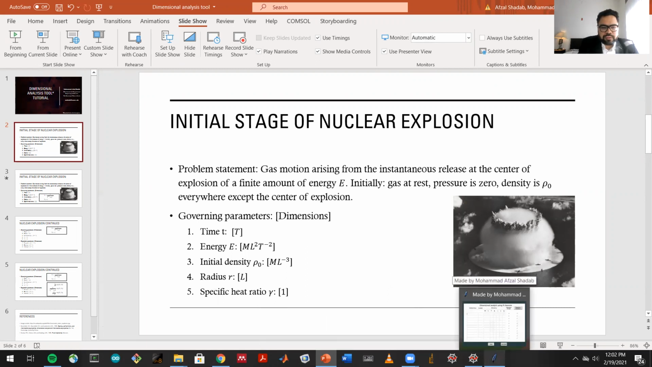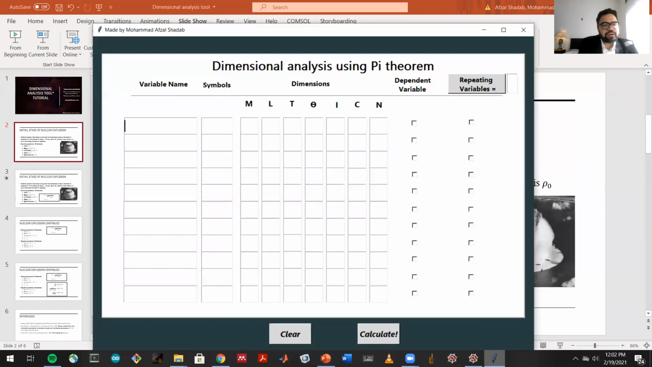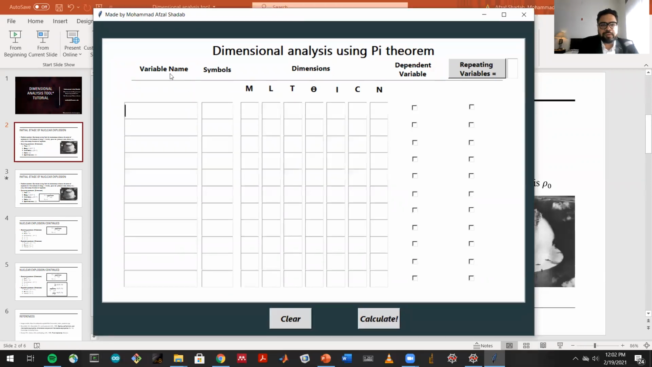If you run the tool, which is an executable, you'll see this tool window where you have the variable name on the leftmost side, and then the symbol, whichever you want to assign. Then there is the dimension matrix, with mass, length, time, temperature, current, luminous intensity, and the number of moles. If you have any dependent variable, you can pick it here. There is also a tab for calculating the repeating variables, and then you can pick the repeating variables accordingly.